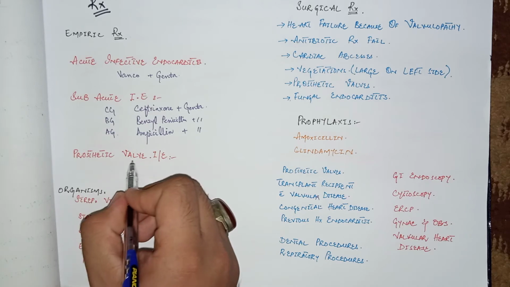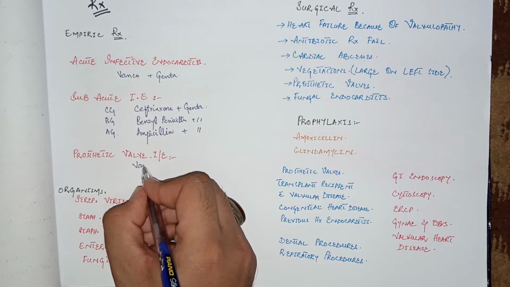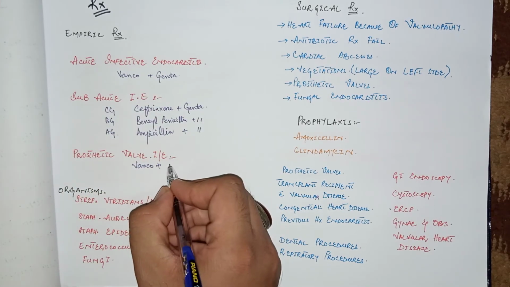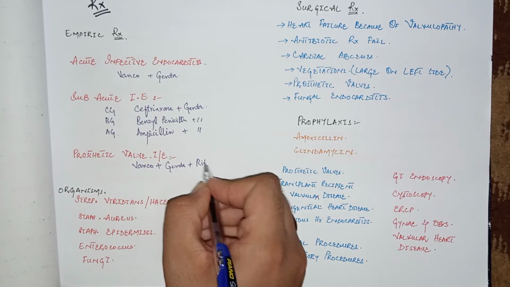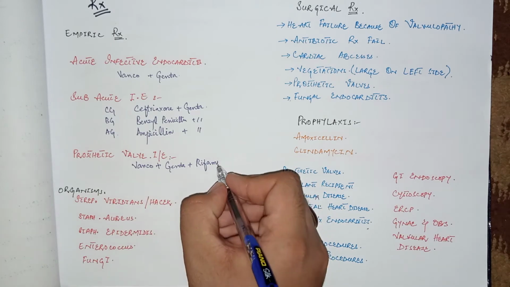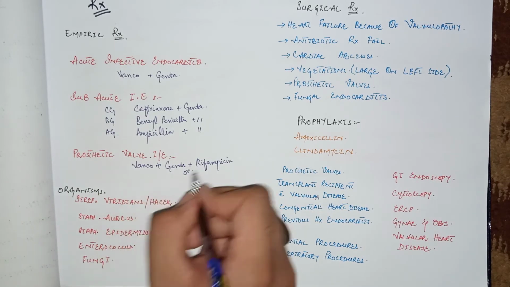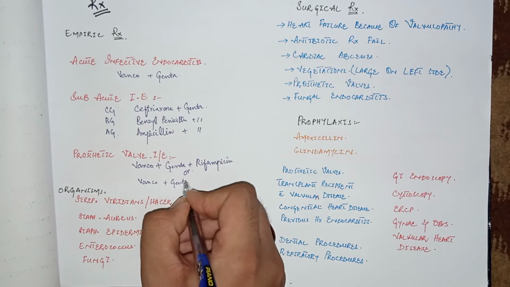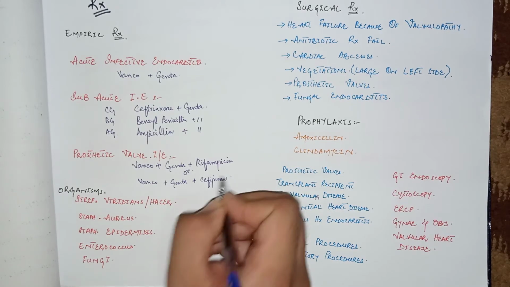Now come to the prosthetic valve infective endocarditis. Here give the patient vancomycin. These all are the empirical therapies. Give the patient vancomycin plus gentamicin plus rifampicin. These are the empirical therapies for prosthetic valve infective endocarditis. And the other combination that can be used is vancomycin plus gentamicin plus cefepime. This cefepime is also a cephalosporin drug.